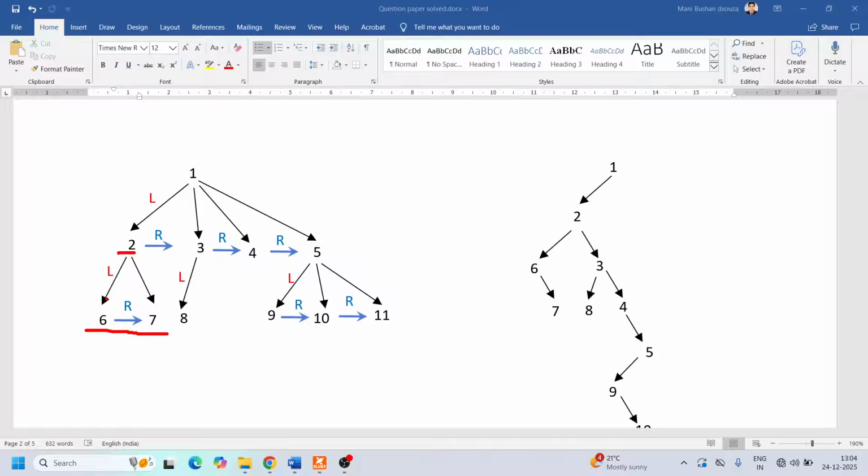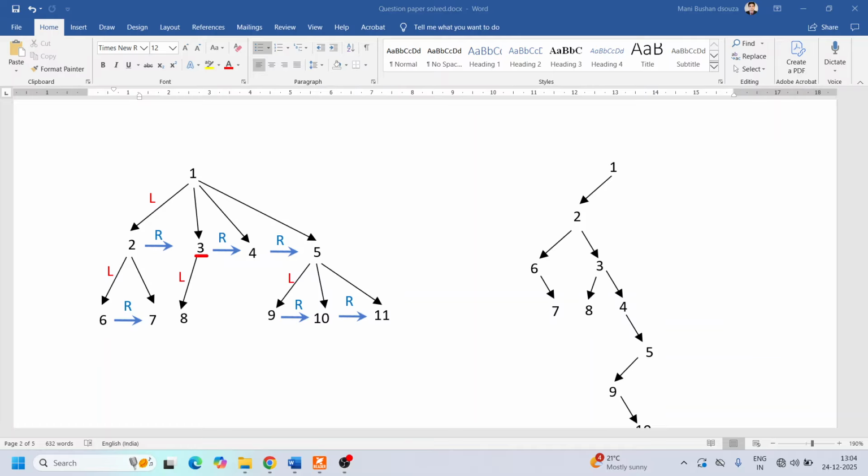Now you have traversed the left child of 2. Now go to its right child. So you go to the right. Who is there to the right of 2 is 3. So to the right of this 2, you mark it as 3. Now start with the 3.